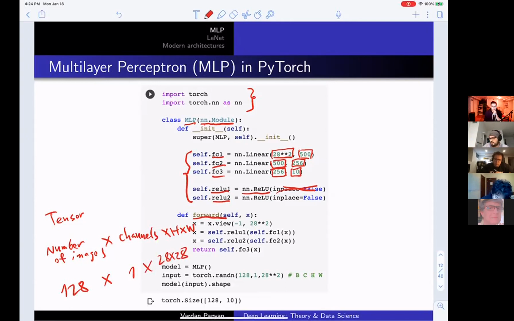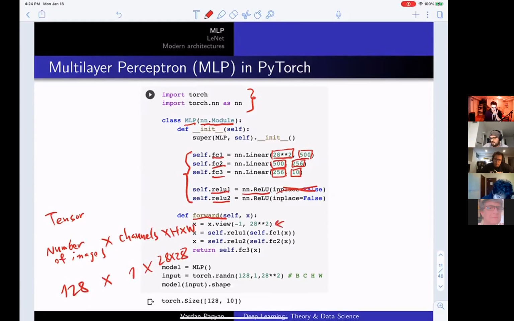Then what this line here is doing is it's reshaping. View just means reshape. It's reshaping your tensor of images so that it would be of dimension 128 by 28 squared. Does this make sense? I feel like this is a bit tedious, but maybe for people who haven't seen this, it is the bare minimum of what you should probably know.